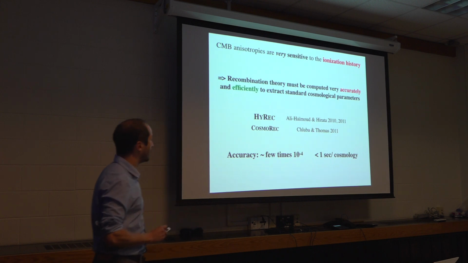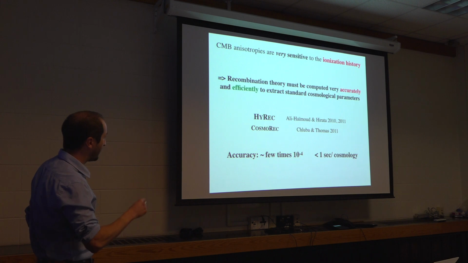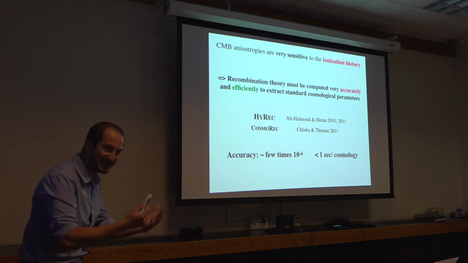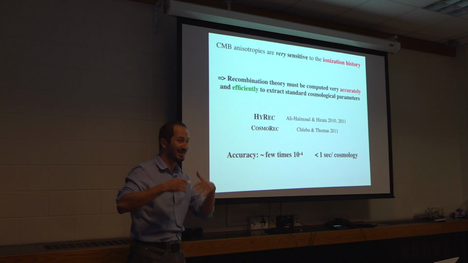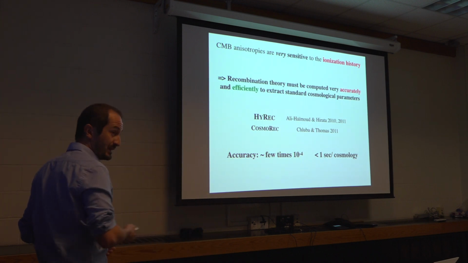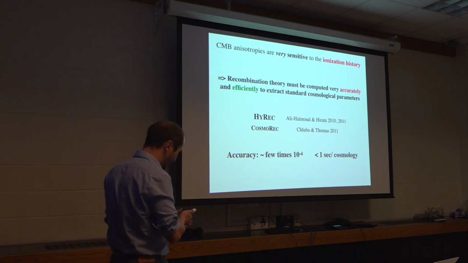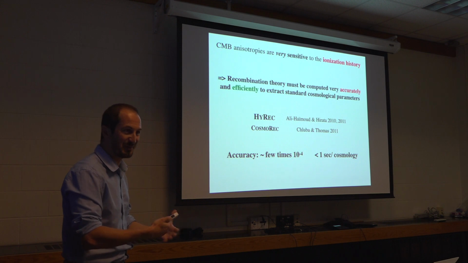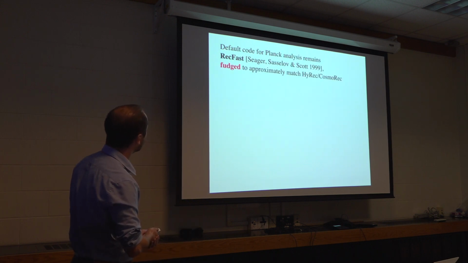Jens Chluba and collaborators also wrote a similar code, CosmoRec. The accuracy of these codes is estimated to be a few times 10 to the minus 4, because of course there's always the possibility that there are some physical effects that no one thought about. And they both run in less than 1 second per cosmological model, which I thought would be sufficiently fast to become the new standard code used in cosmological parameter estimation.